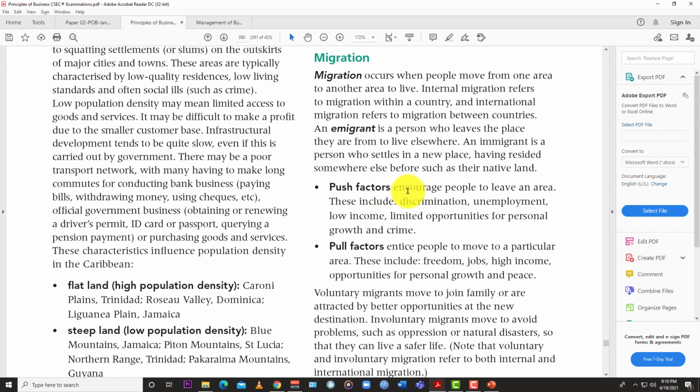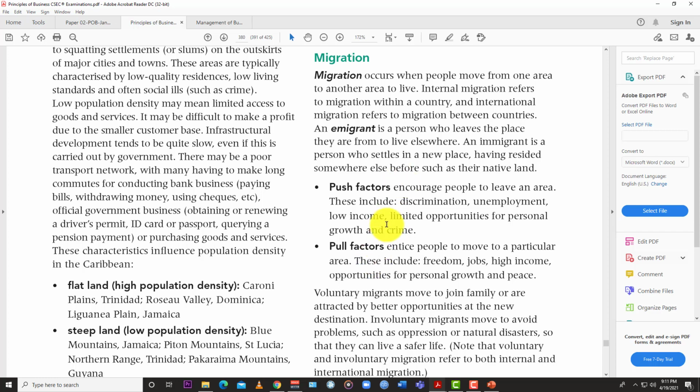So the push factors encourage people to leave an area. These include discrimination, unemployment, low income, limited opportunities for personal growth, and crime. So the push factors would cause the supply of labor in an area to go down, because they are pushing people out of that area to go look for better opportunities.